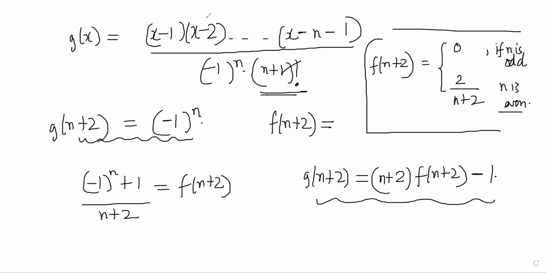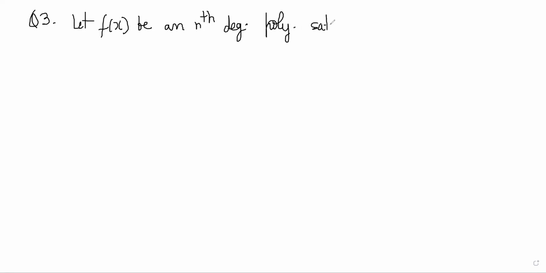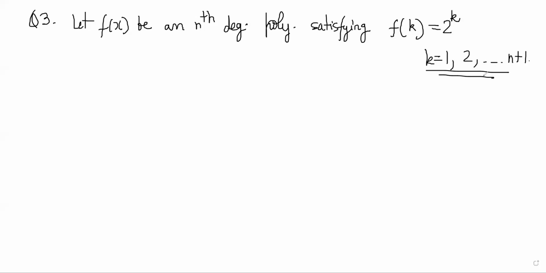Okay, let's look at another final problem here. Okay, so let f of x be an nth degree polynomial satisfying f of k is equal to 2 power k, where k goes from 1 till n plus 1. You have to find out f of n plus 3.